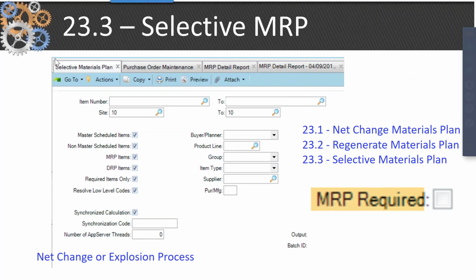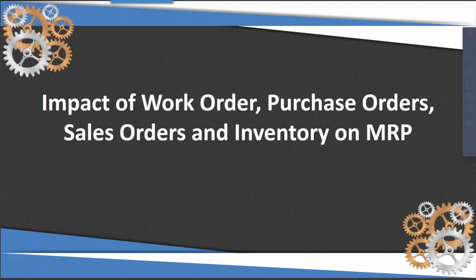23.2 regenerates every part number in the system, wipes out all planned orders, and recalculates everything, and then selective just does that particular part number. You have to be a little bit careful because it doesn't do parents or children of that, so you need to be aware of how that explosion process works.